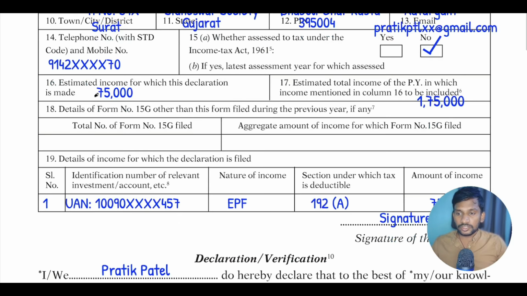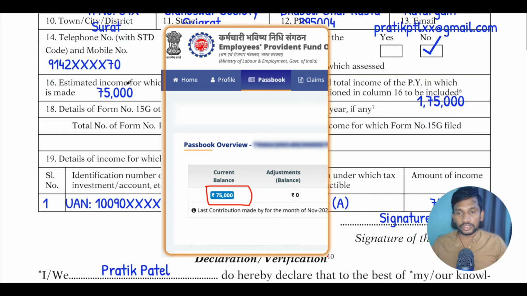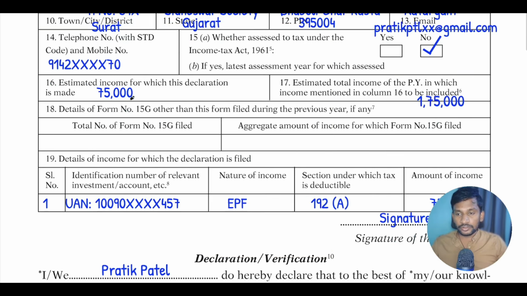In field number 16, mention the EPF amount that you are withdrawing. You can see this amount in your EPF passbook. Remember, you don't need to include pension amount here. You have to write only the EPF amount. For pension amount, you don't need to submit Form 15G. It is tax free.